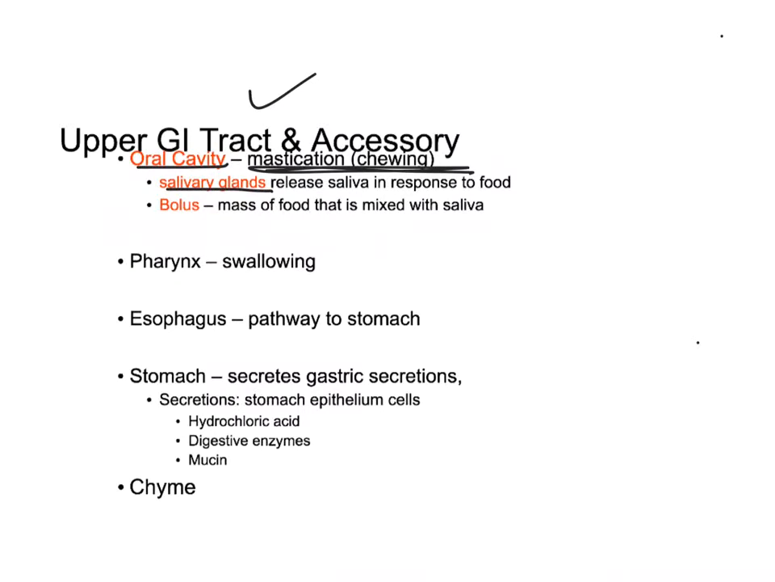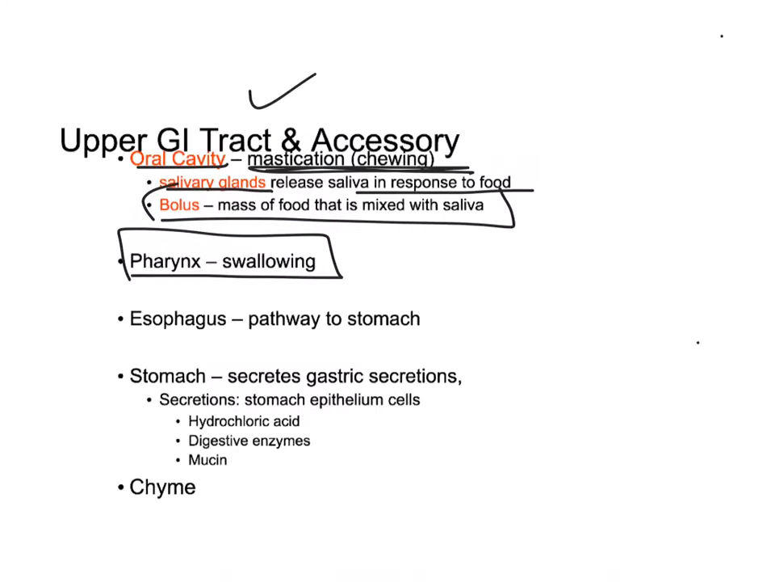Salivary glands, and I'll show you a picture in a second, those are going to release saliva when they know that food is in your mouth. Okay, and then I've already mentioned this, the bolus is the mass of food that's mixed with the saliva. Okay, the pharynx, we talked about with respiratory system, but it's going to be important in swallowing. The esophagus is going to be your pathway to the stomach, and it's posterior to the trachea.